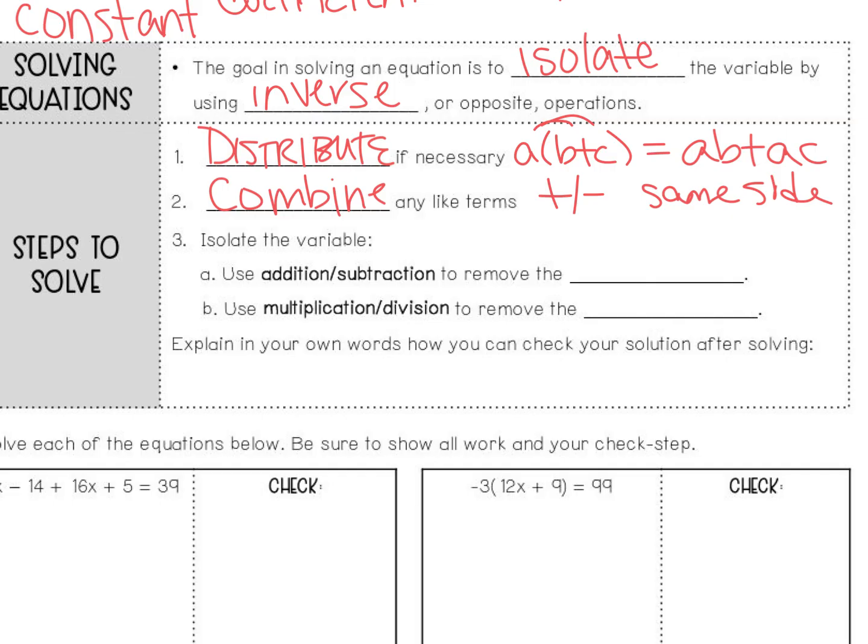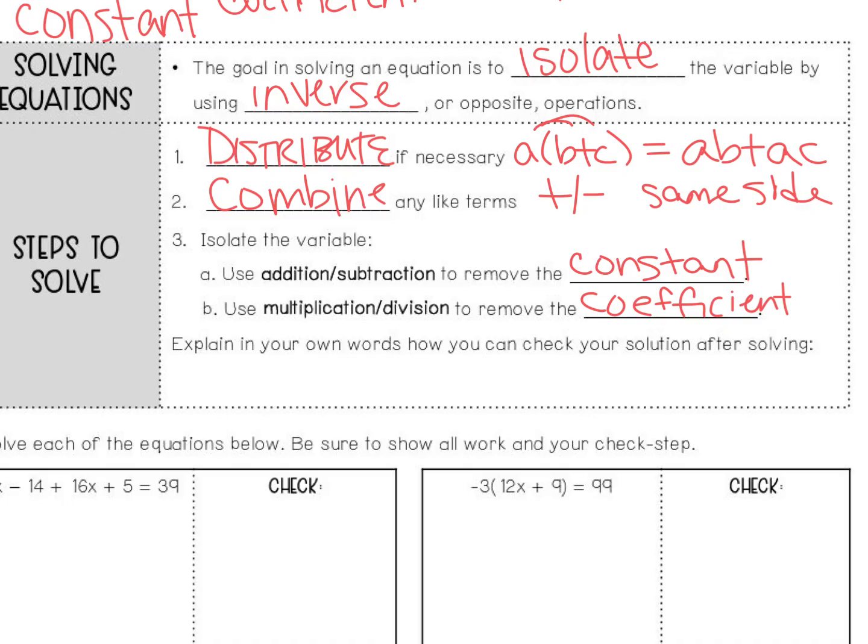Then we're going to use addition and subtraction. So we're going to move our constant. And then lastly, multiply or divide to move our coefficient. Okay, about 95% of the time, that last step is going to be division. Okay, the, I totally spelled coefficient wrong, I just realized. This is why I teach math.